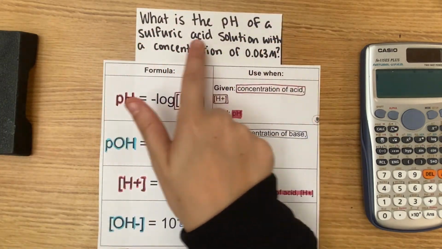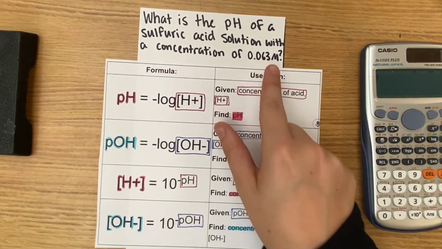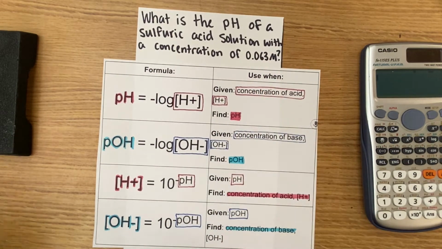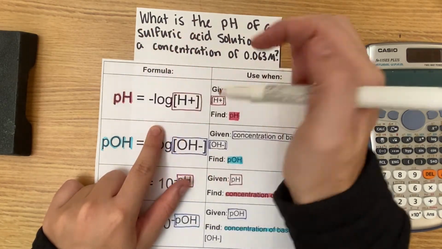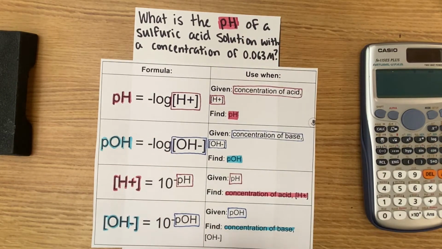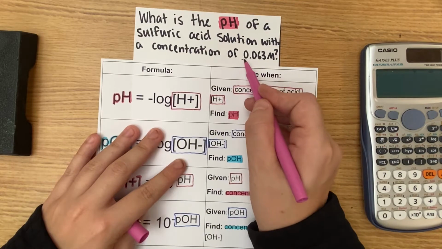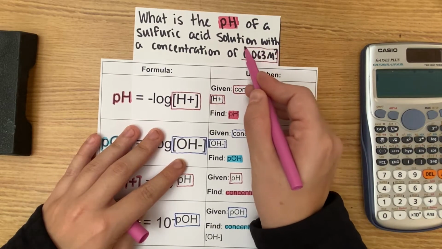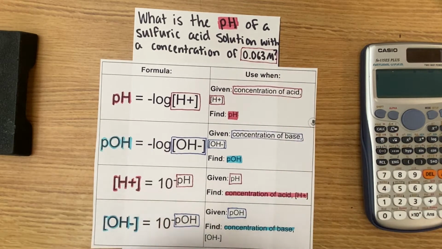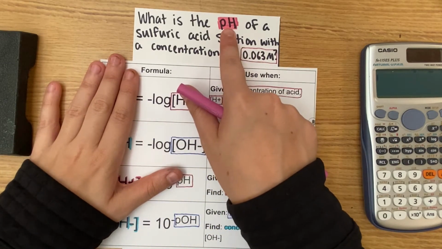What is the pH of a sulfuric acid solution with a concentration of 0.063 molar? So what I'm going to do is highlight what I'm trying to find. The question asks, what is the pH? So I'm trying to find the pH. And I'm going to circle or outline my given: of a sulfuric acid solution with a concentration of 0.063 molar. So you can see that I'm given a concentration. I'm trying to find the pH.